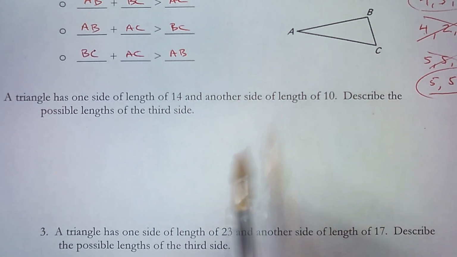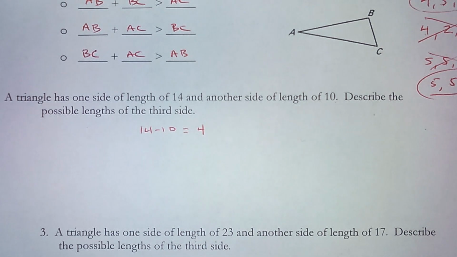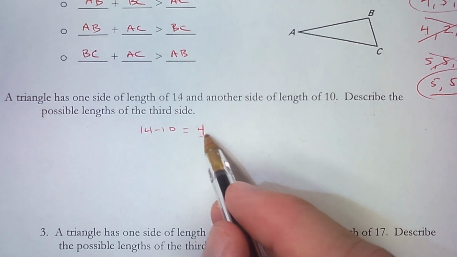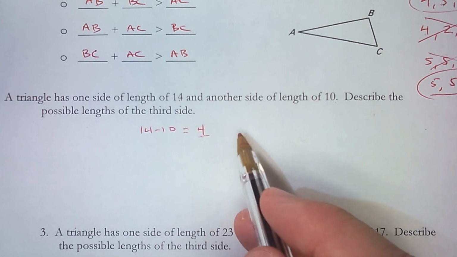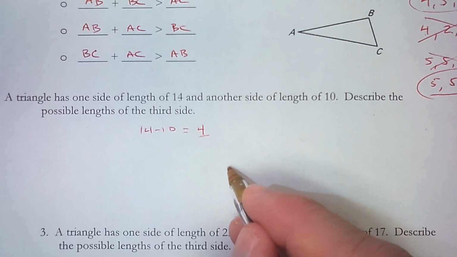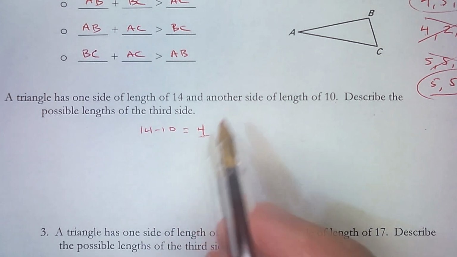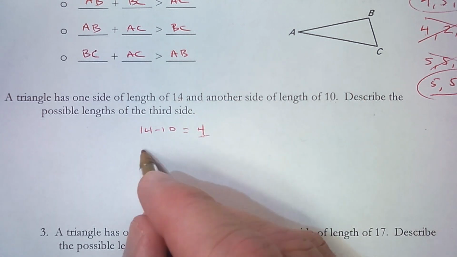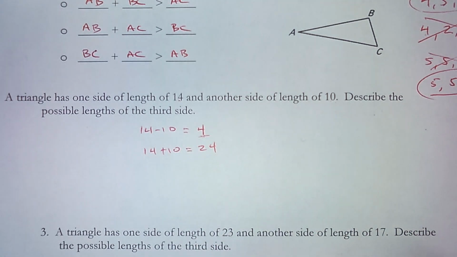If I subtract 14 minus 10, I get 4. Okay, so if I tried to use 4 as my third side length, 4 plus 10 is equal to 14, not greater than 14. So I can't actually use 4, but I can use anything that is greater than 4. Okay, but let's just suppose that the third side is the longest side. So I'm going to do 14 plus 10, and that is 24.